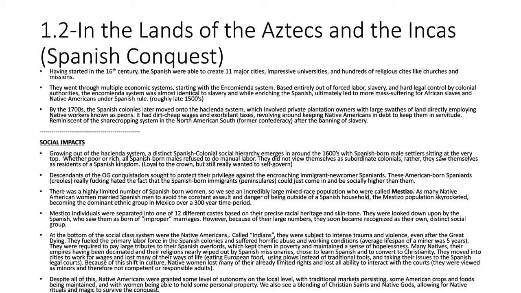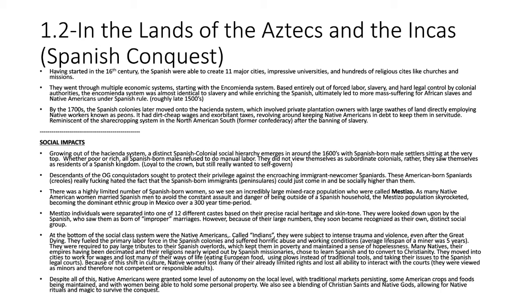Racism is pretty distinctly different, not absent, but just different in South America as opposed to North America. And we're going to get into the reasons why when we talk about North America more.